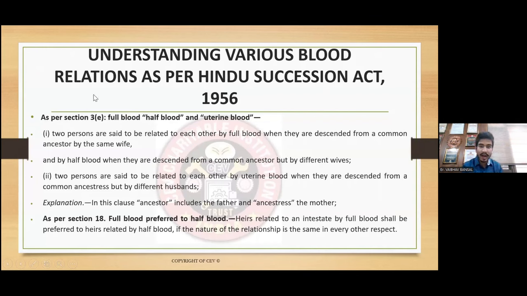Now we will discuss half-blood, full-blood, and uterine blood relation as per Hindu Succession Act 1956, Section 3E. Friends, these relations are very important to be understood by every valuer.